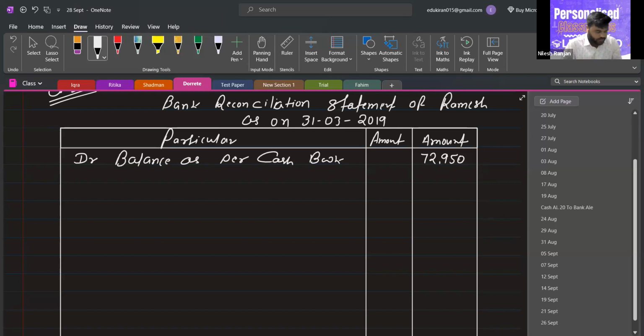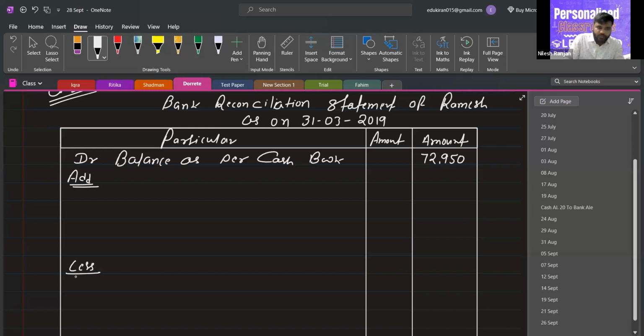Okay. So it is said that according to his cash book, his bank balance was 72,950. He sent a check for 90,075 rupees to his bank for collection, but checks amounting to 43,769 were not collected by that date. Means the check is sent for deposit, but it is not collected by them. So what will be the impact? If we record the check that we have sent to the bank, it will increase our cash balance. Yes or no? Yes, sir. Then we have to decrease it to make it equal.